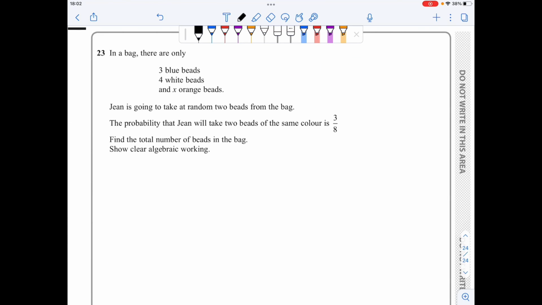For question 23, I've got 3 blue, 4 white and x orange beads. So in total, I have x plus 7 beads. Now I can draw a tree diagram for this problem, but there's no need, as I'm only interested in 3 combinations, and the combinations I'm interested in are the following: blue, blue, white, white, and orange, orange. The sum of these 3 probabilities should be 3/8.